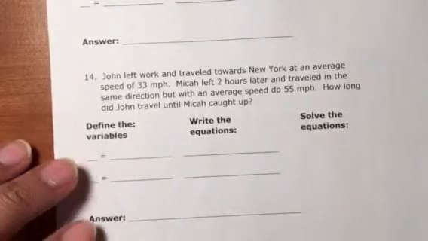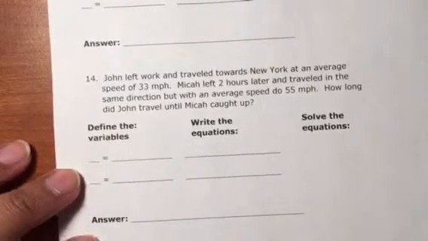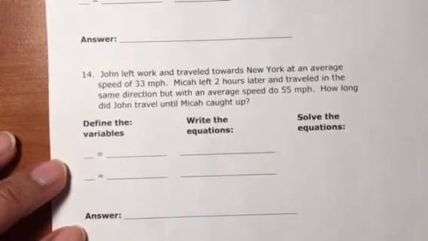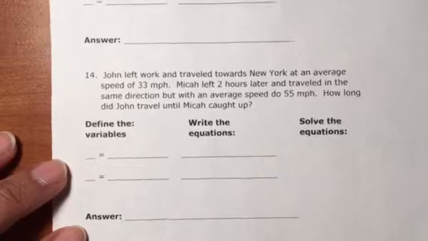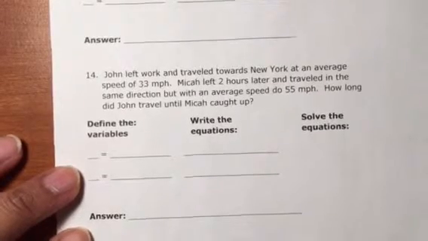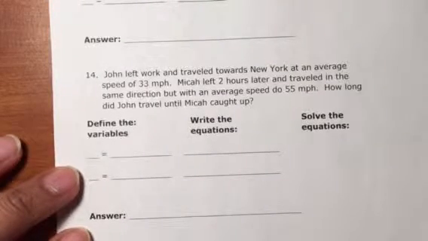Okay, so number 14 says that John left work and traveled towards New York at an average speed of 33 miles per hour. Micah left 2 hours later and traveled in the same direction, but with an average speed of 55 miles per hour. How long did John travel until Micah caught up?